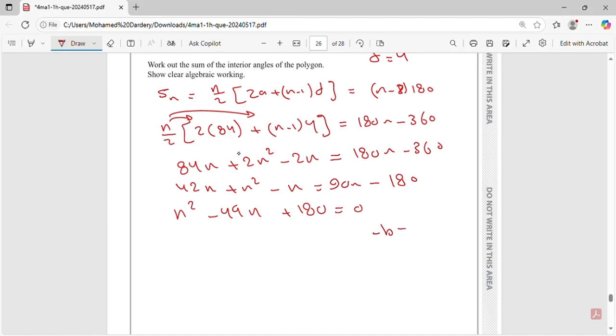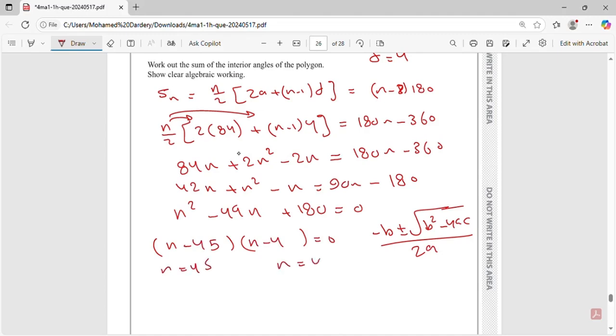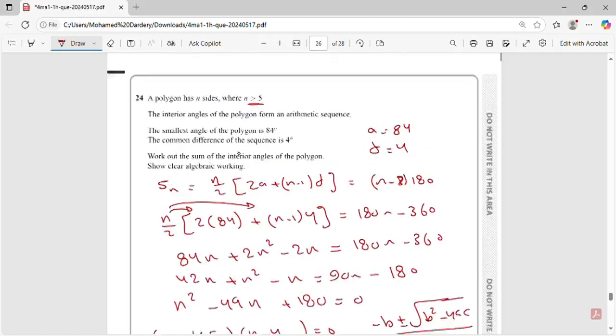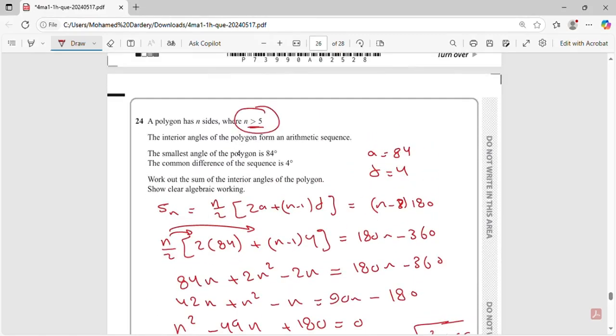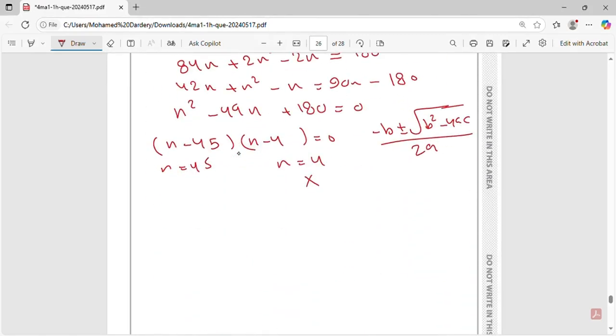In this situation, I can use mode 5.3, or I can use the quadratic formula, which is negative b positive or negative root b power of 2 minus 4ac, divided by 2a, to figure out the value. So I will find that I can factorize this into two brackets, like this. One bracket will be n minus 4, which is equal to 0. So once n equals 45, once n equals 4. Of course, I have to neglect this because he said n is greater than 5, so I cannot take this as a solution. So I will take n equal to 45, so the polygon has 45 sides.